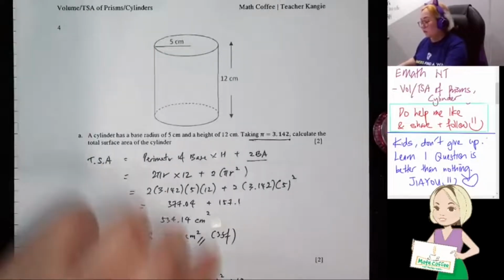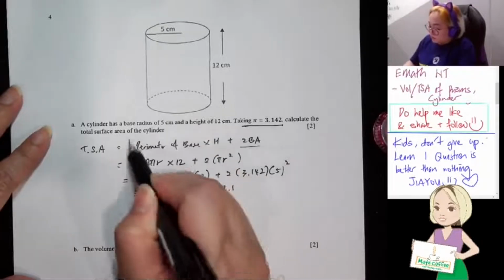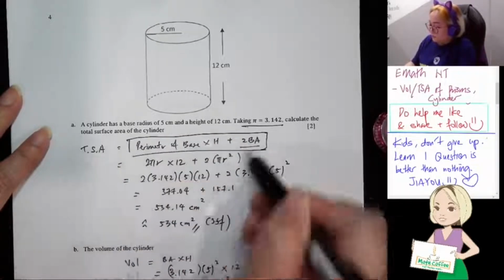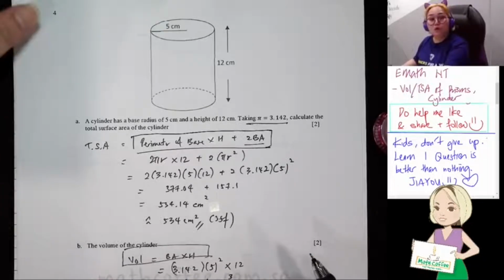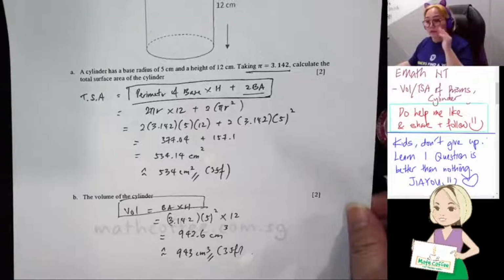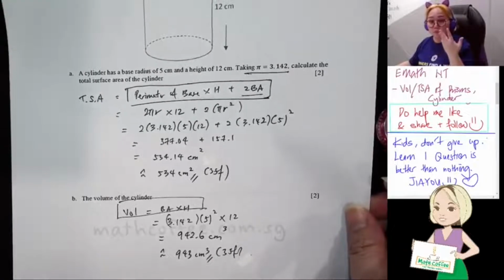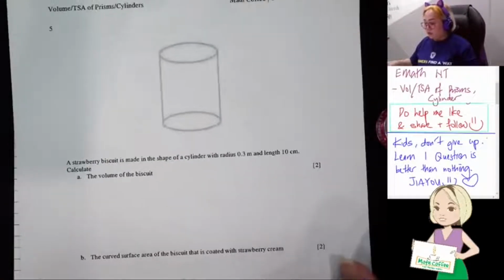Okay, volume of cylinder. So remember, this is the important formula, as well as this. And of course, you need to know circumference is 2 pi r or pi d. Area of a circle is pi r squared. So area of circle and circumference formula are already taught in primary 6. In P6.